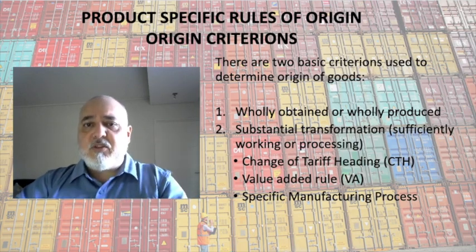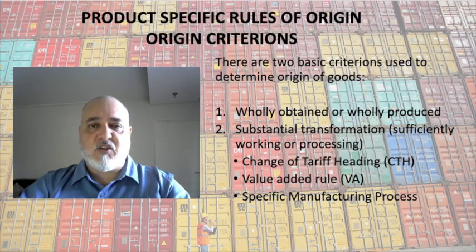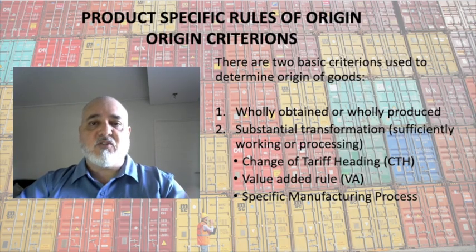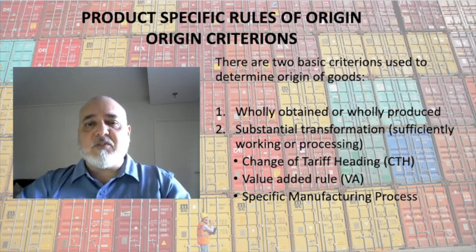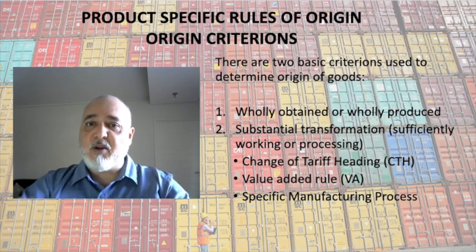The second method is the value added rule. It requires that a certain percentage of the value of the finished product must be added in the country of origin for it to be considered as originating in that country. For example, if a product is made of imported raw material and the value of the material is less than a certain percentage of the final product's value, the product will be considered as originating in that country.